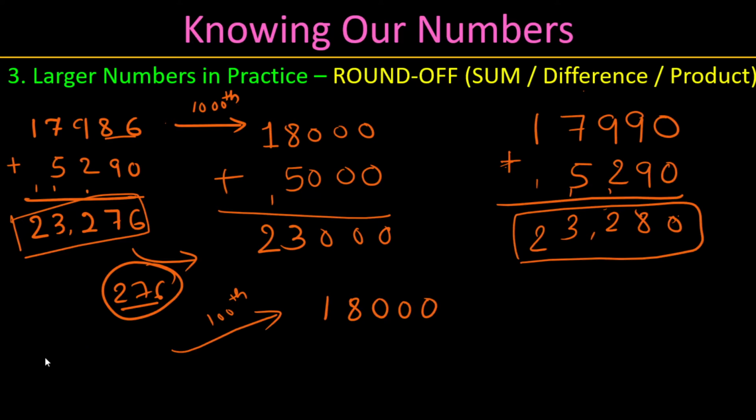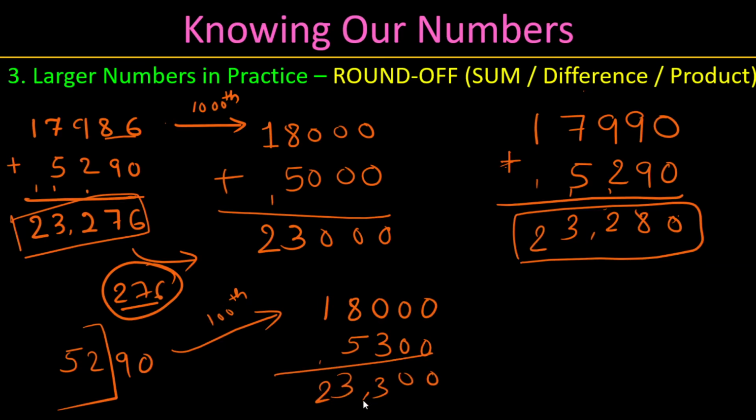Now going to the next, 5,290. What is the 100th position? The 90 is more than 50. Agree. This becomes a 3. So 5,300. Okay, 0, 0, 3, 23,300. See the difference. 24 difference here to the actual value. So this is the approximation difference.